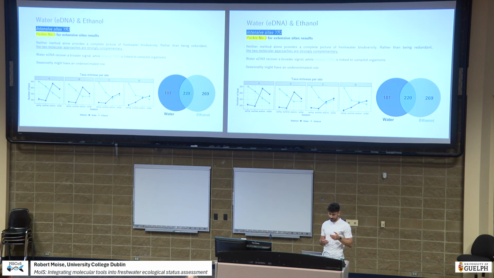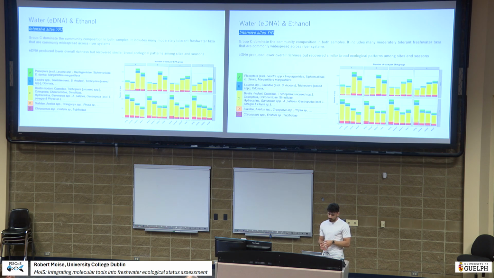And in terms of the taxa detected, the water eDNA recovers a broader signal, while the ethanol is linked to the actual kick sample. And apparently, seasonality has an underestimated role. So as you can see, depending on the time of the year, you could get more species using one method or the other. Here I show how the different groups, A, B, C, D, E, are distributed between the 2 different methods. And normally, eDNA has a lower overall richness, but recorded a stable signal. Normally, the group C is the more abundant one, as it includes tolerant freshwater species that are distributed across the country.